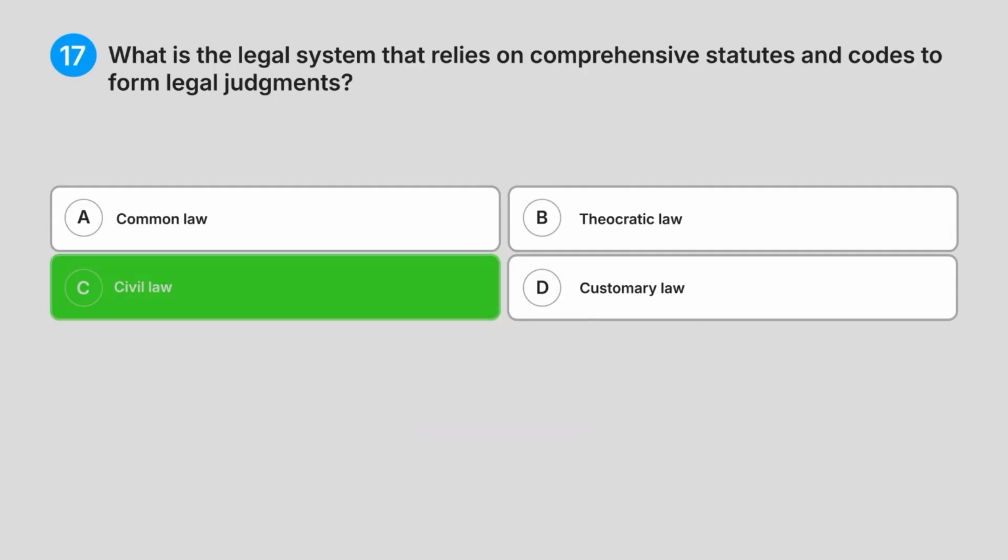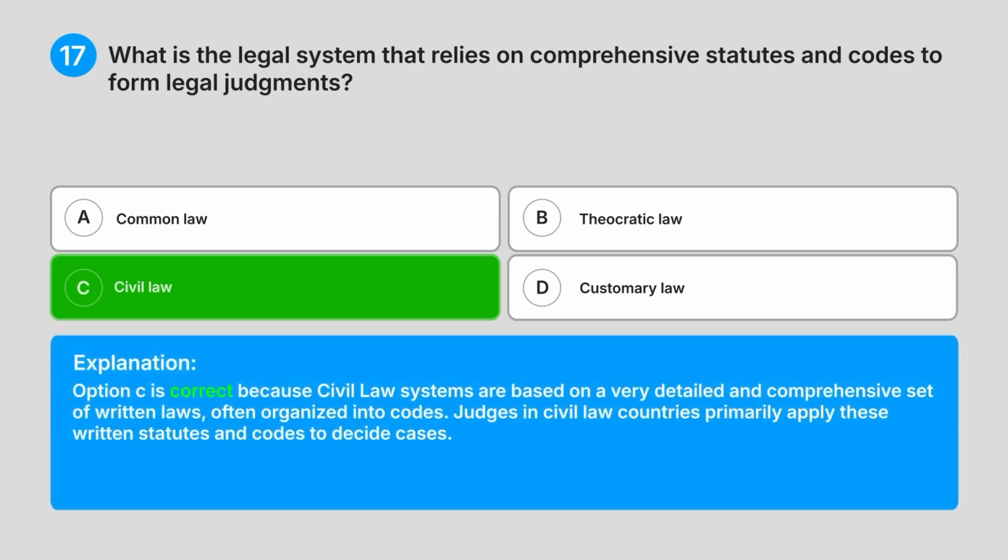Correct answer, C. Civil law. Explanation. Option C is correct because civil law systems are based on a very detailed and comprehensive set of written laws, often organised into codes. Judges in civil law countries primarily apply these written statutes and codes to decide cases.